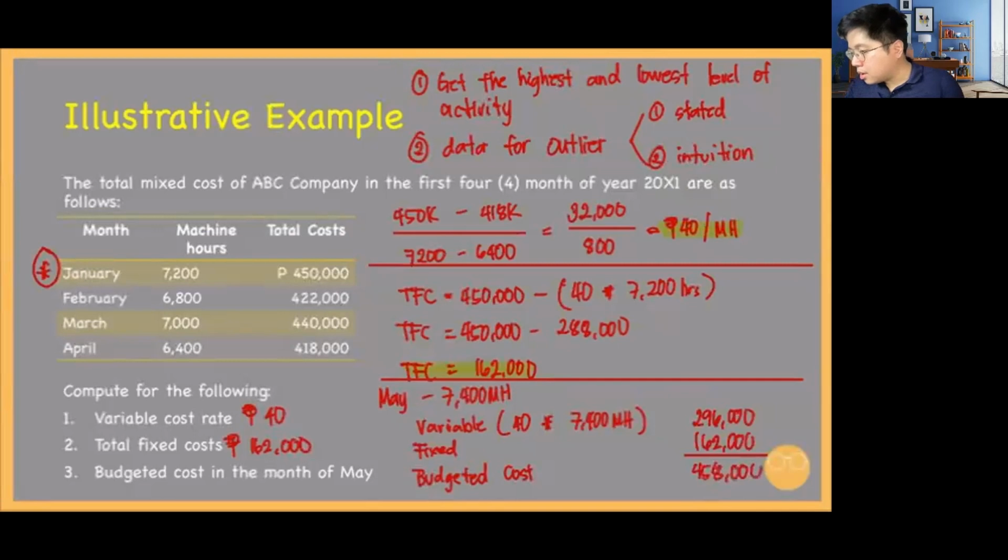That is equal to 458,000 pesos. Just a recap in this illustrative example: first is to get the highest and lowest level of activity, then whatever will be its total cost, then use it. Then always exclude any data for the outliers. Then always remember that within the relevant range, variable cost rate and total fixed costs are always constant.